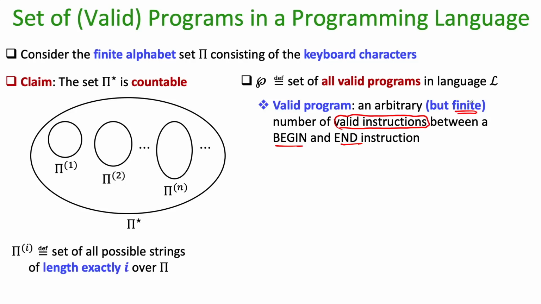That means after parsing all the steps between your begin and end instruction, the program has compiled and given you an output. That's possible only if the number of instructions between the begin and end instruction is a finite quantity. That means the number of steps is some natural number, a positive number. Okay.